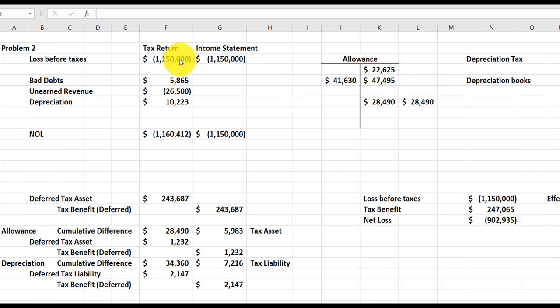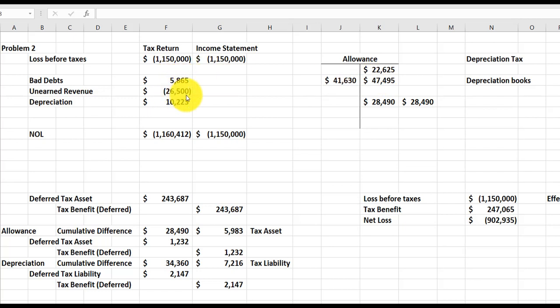We still take our income statement, our loss before taxes, and we make our adjustments for bad debts. Here's our allowance. This is what it was from last year. This is what we were told as far as the transactions, and we end up with an ending balance of $28,490, which is $5,865 higher than last year, meaning that we had the difference between our write-offs and our estimate. Write-offs here, estimate here is $5,865.